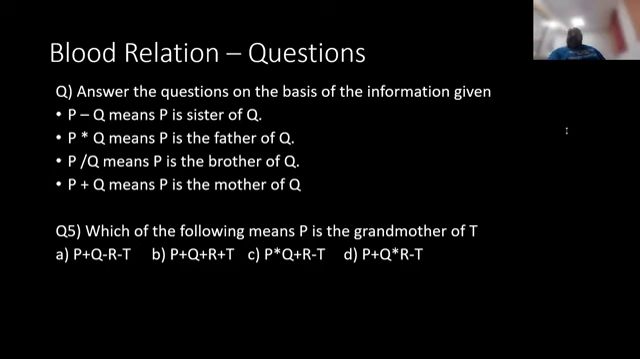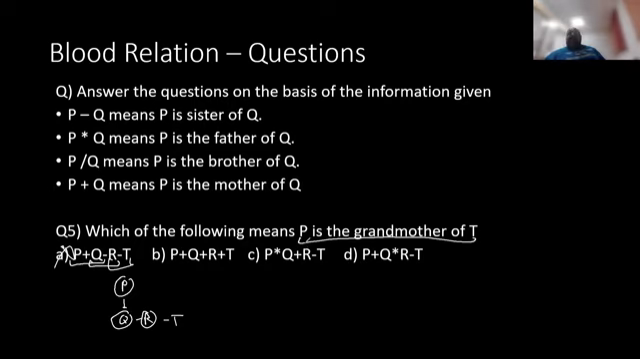Now, when I look at the question, the question reads, which one of the following means P is the grandmother of T? First I draw the family tree for each of the options, starting from left to right. So P plus Q minus R minus T. P plus Q means P is the mother of Q. Q minus R means sister. So Q is the sister of R. R minus T, minus means sister. R is the sister of T. How is P related to T? P is the mother of T. Obviously, this is not the answer. And I can go on like this for each option.